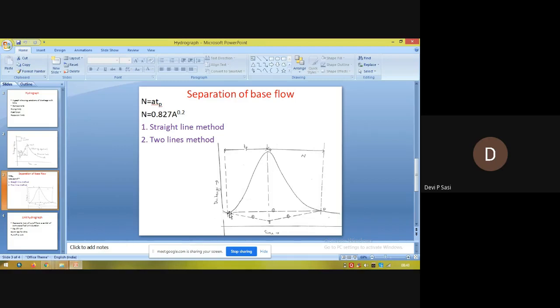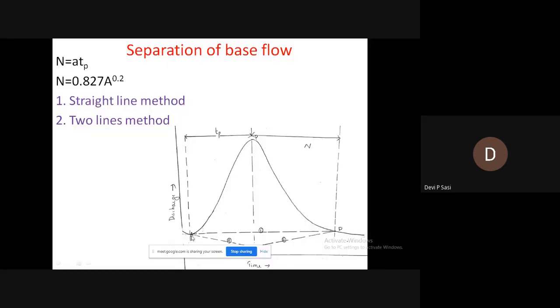We join those points A and D using a straight line. You can see here, point A is joined to point D using a straight line. So, above the straight line AD, it is direct runoff, and below the straight line AD, it is base flow. That is, the line AD separates the base flow and direct runoff.